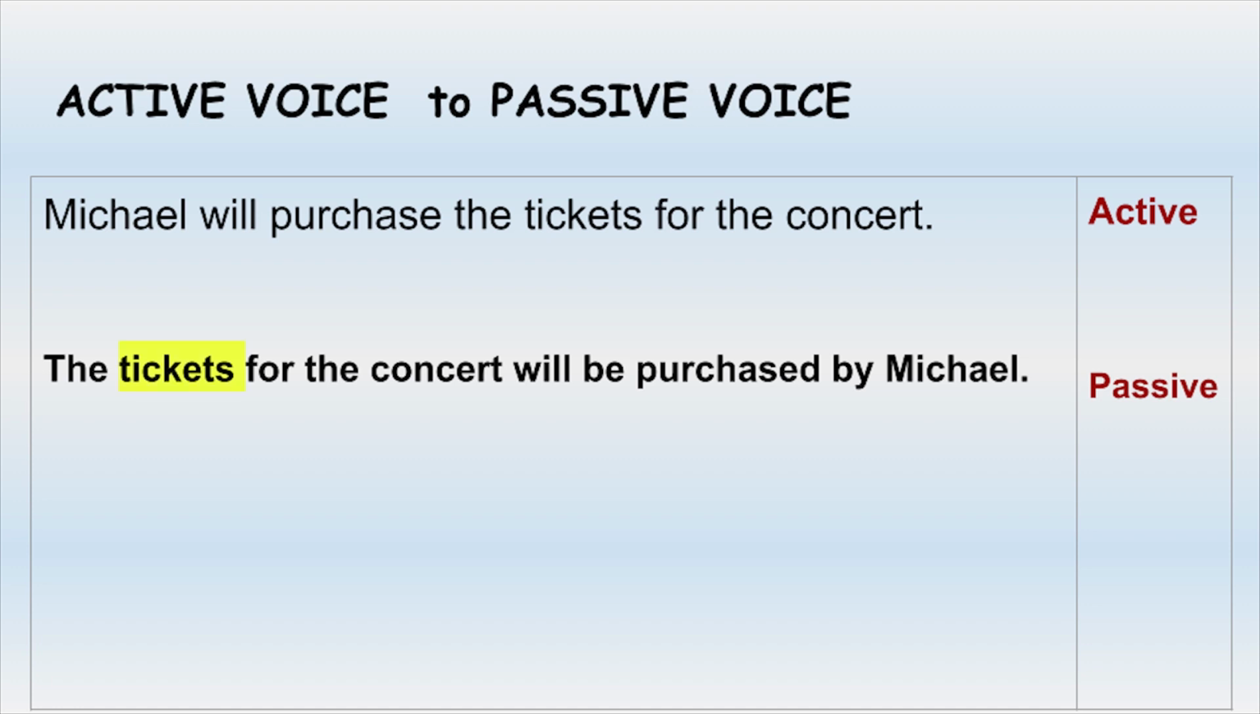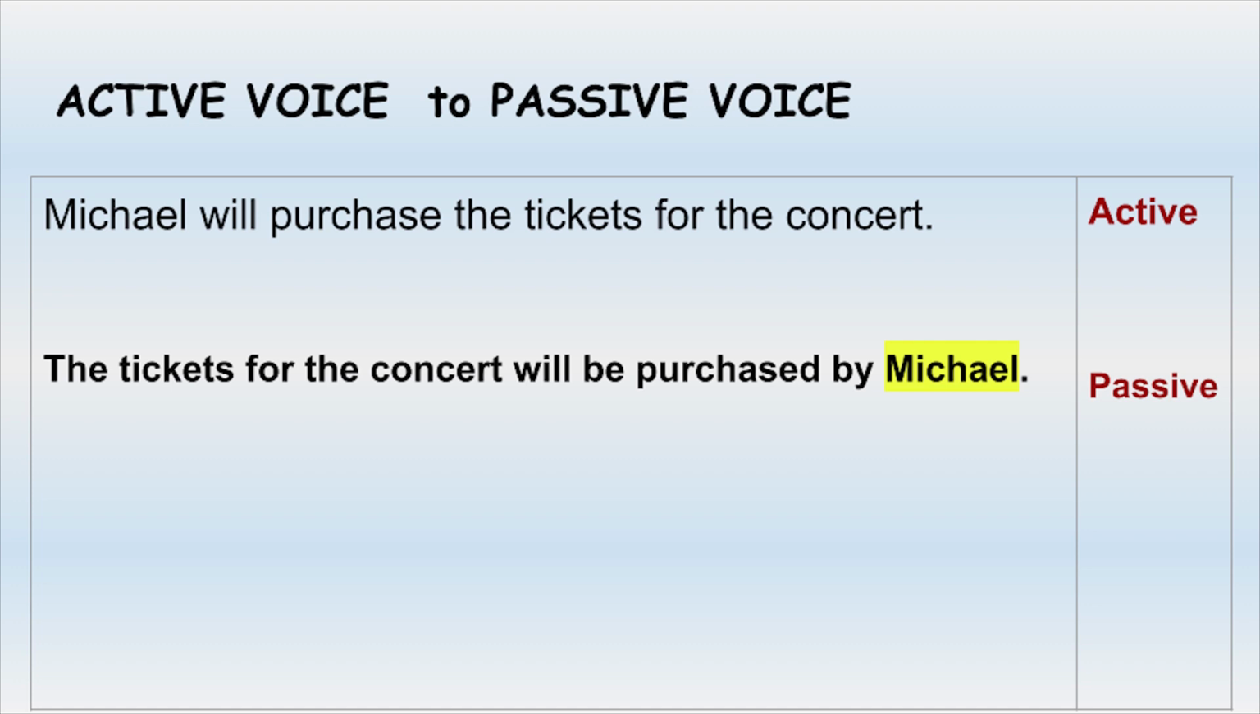Tickets, which is the object of the sentence in the active voice, is now in the position of the subject. It's at the beginning of the sentence. Will be is a form of the verb to be. Purchased is the past participle of the verb purchase. Then we have the preposition by, followed by the subject Michael.